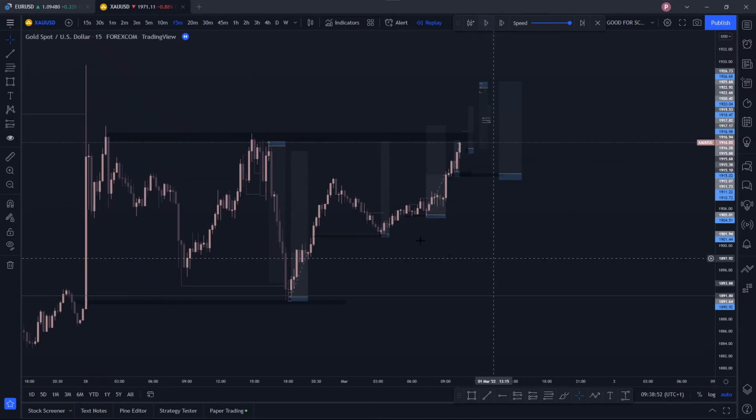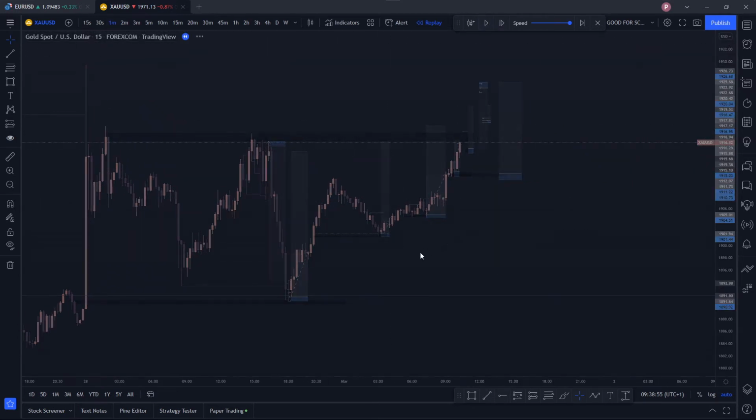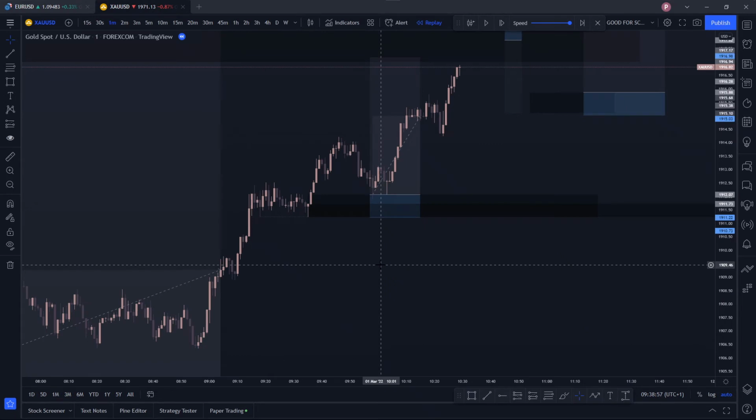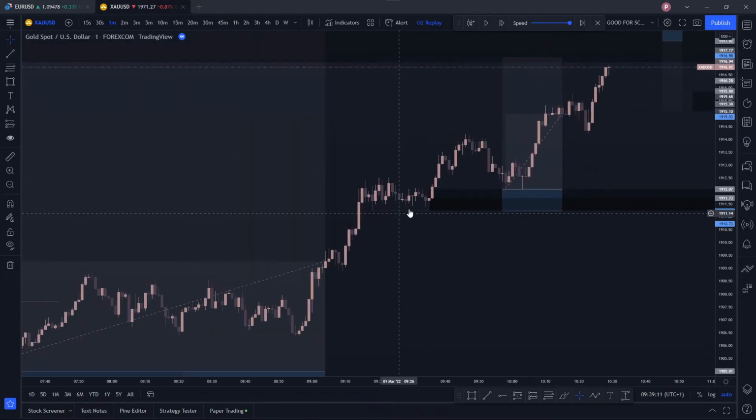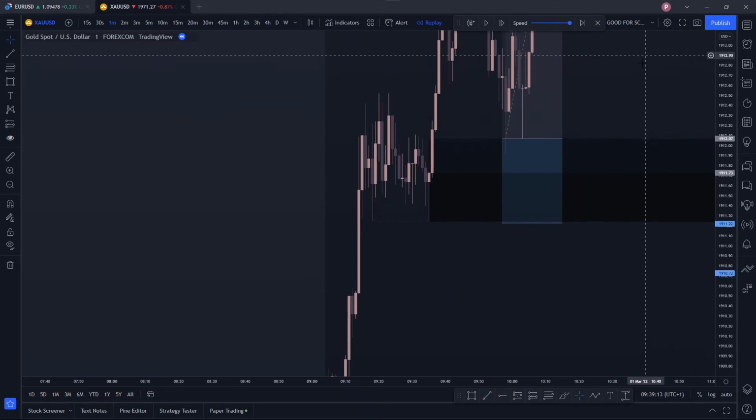So, well, that skipped that POI. Let me show you. Same ideology again. Imbalance. I played the imbalance here. It's nothing serious. This same POI that you're looking at was respected like crazy. That's what pushed price over 2,000. This tiny little imbalance. Although I expected price to take it out.